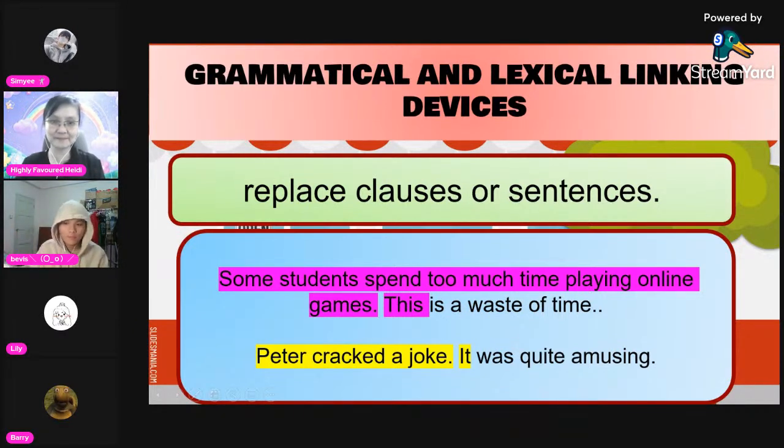Replace clauses or sentence. Some students spend too much time playing online games. This is a waste of time. Peter cracked a joke. It was quite amusing.